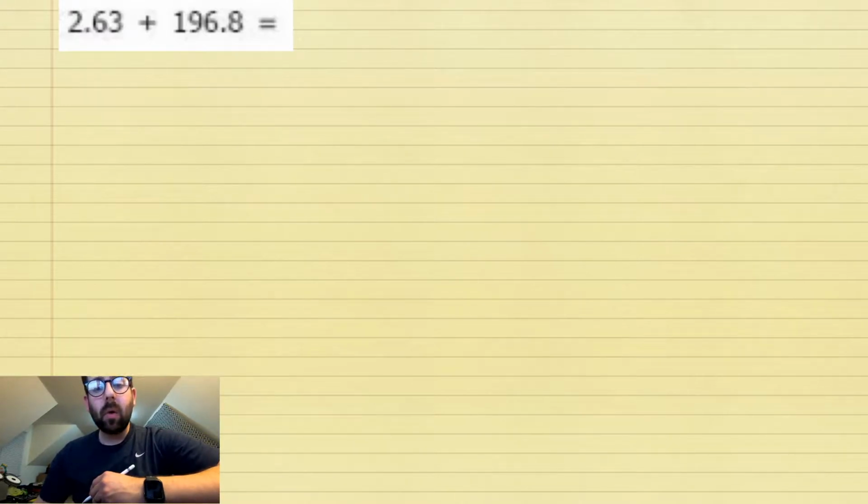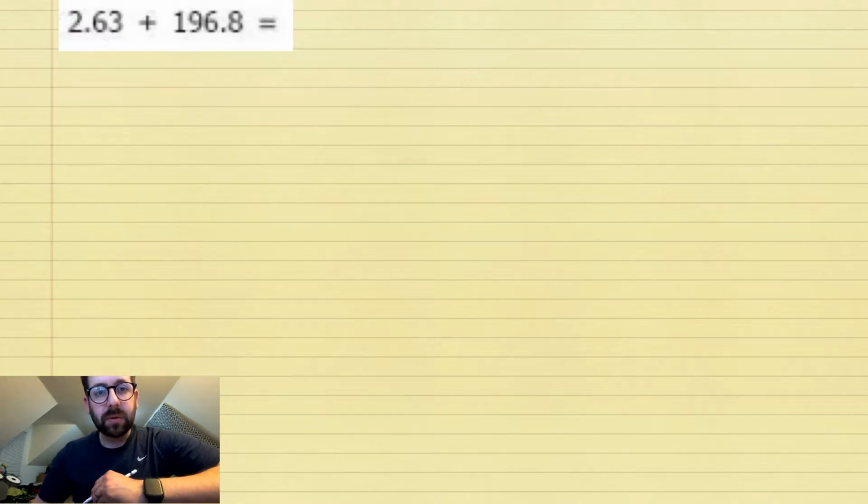I can look at this problem and go, okay, it's almost 200, and I'm adding 2. So I'm going to be in that 200 range. I'm not going to be in the thousands. I'm not going to be in the 400s, right? I'm adding 2 plus 196, so it should be around 198 if you want to round it that way. Significant places. That's what you have to do.